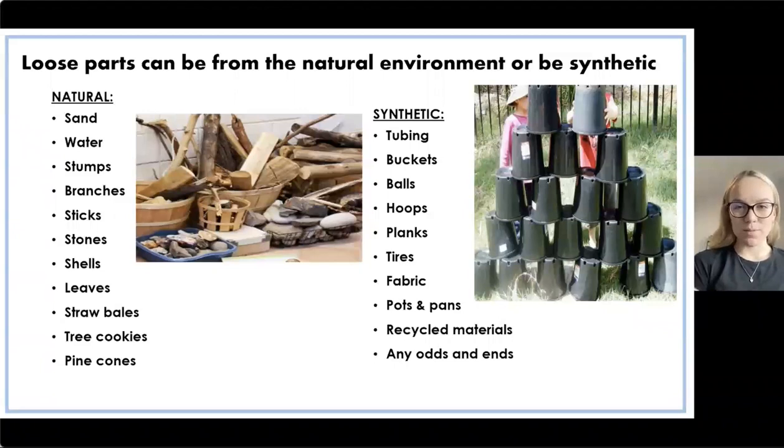As in the video, loose parts can be from the natural environment or they can be synthetic. Examples of natural loose parts are things like sand, water, stumps, leaves, pine cones. Examples of synthetic loose parts are things like buckets, balls, tires, pots, and pans. As you can see, these are materials that are often found in the natural environment or found as common household items.